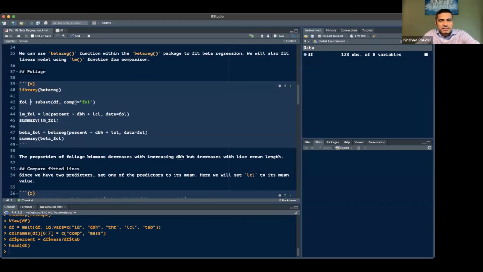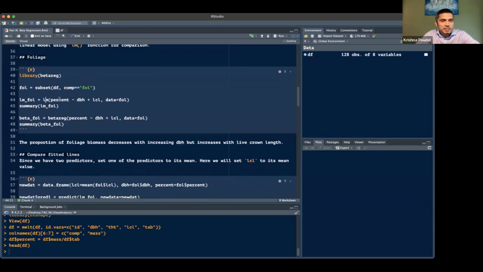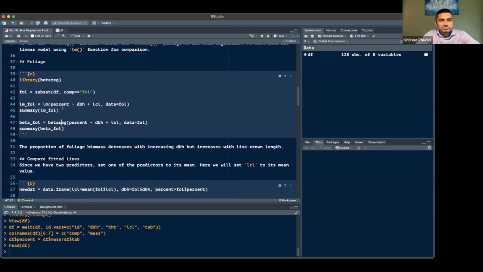Because now it is one data set with all those components, I have to subset and just use the foliage if I want to fit the foliage model. So subset the data frame and just select the foliage component, comp equals foliage. That way I'll have just 32 observations in this data set. And then I can also fit the linear model using the percent as the dependent variable and DBH and LCL as the predictor variables. And the optimal, or better, approach is to use beta regression.